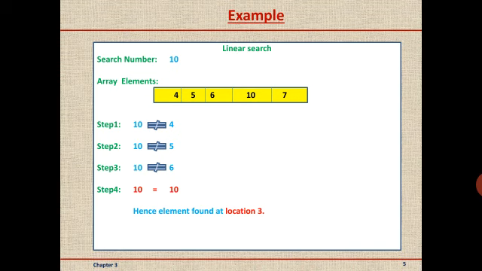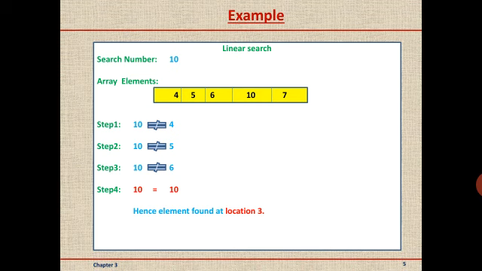Let us consider an example here. Suppose search number is 10. We have to find the element 10 in the given elements of the array. Elements are 4, 5, 6, 10 and 7. We know that in array the position begins with 0. Hence, the element 4 is stored at location 0. Element 5 is located at position 1. Element 6 is located at position 2. Element 10 is located at position 3 and so on.